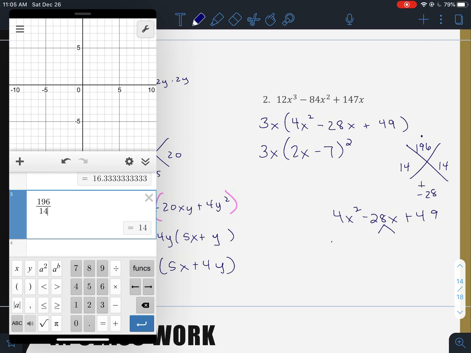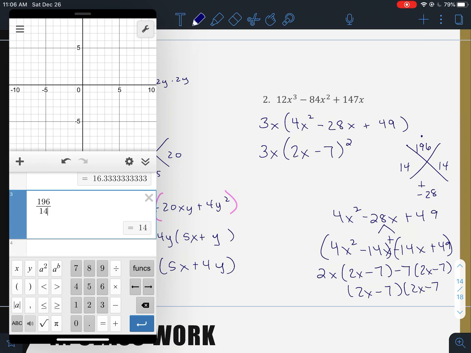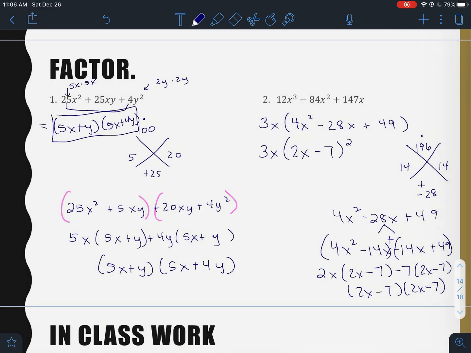But let's just prove that. So 4x squared minus 28x plus 49. This would break up into 14x and 14x. So we have 4x squared minus 14x minus 14x plus 49. Group, plus sign in the middle. And we would get 2x, and then we would have 2x minus 7. And then we would factor out the minus 7. And we would have 2x minus 7. So we would have 2x minus 7, 2x minus 7.